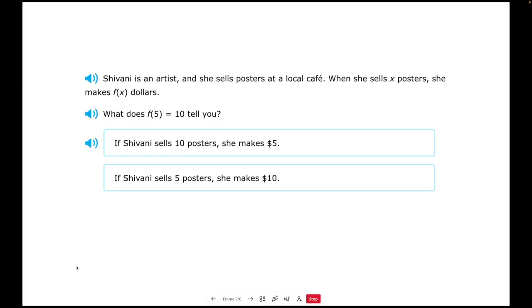All right, so here's our problem. If you want to pause the video and read it. All right, so now that you've read it, here's our question. It says, what does f(5) = 10 tell you? I'm going to rewrite it up here at the top. Okay, and we should already be familiar with this, right? We know f is the name of the function, 5 is the input, 10 is the output, right? We covered that in the previous video.